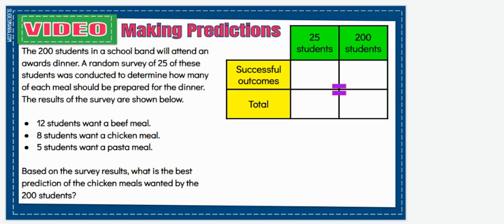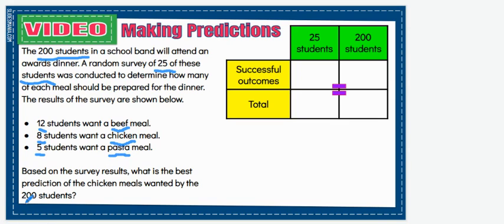Okay, so there's a lot to pick apart here. So let's start underlining some key information. First, we are dealing with 200 students in a school, okay? But the survey only talks about 25 students, okay? And the results of the survey are below. So we have 12 for beef, 8 for chicken, and 5 for pasta. So we want to make sure that we know which is which. So we're underlining them real quick.